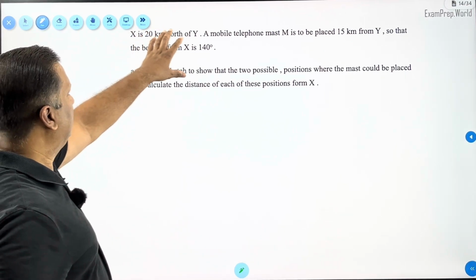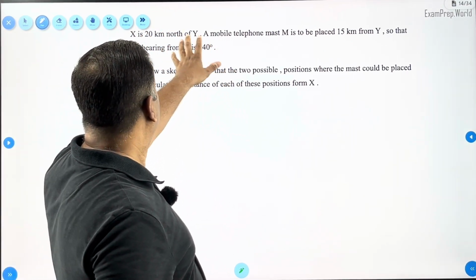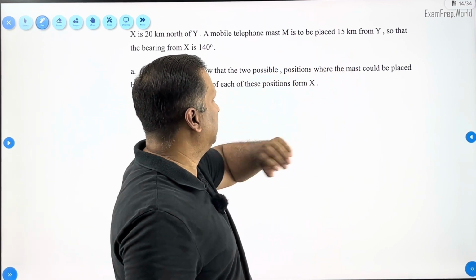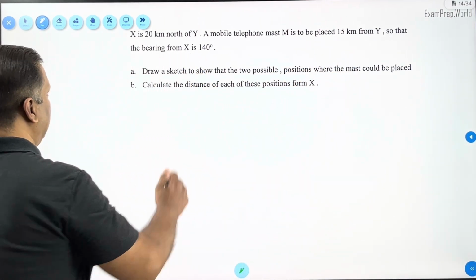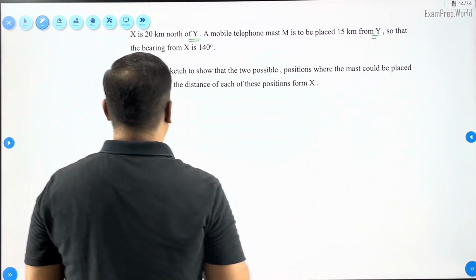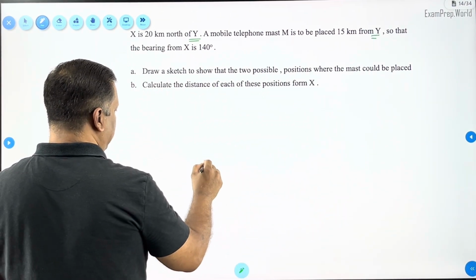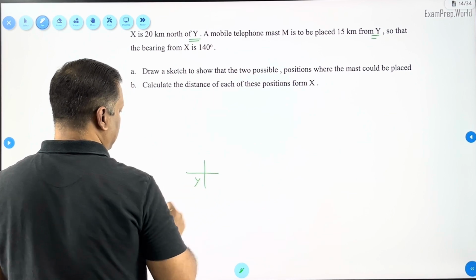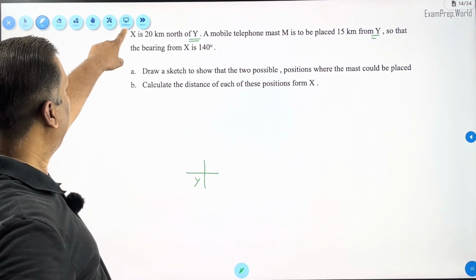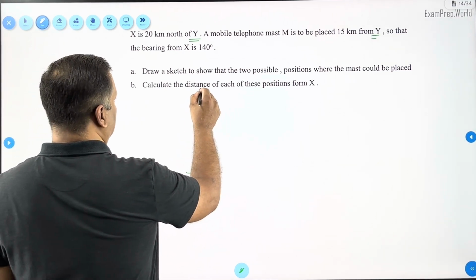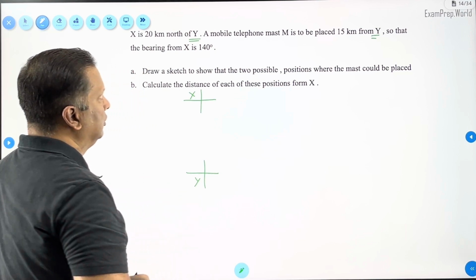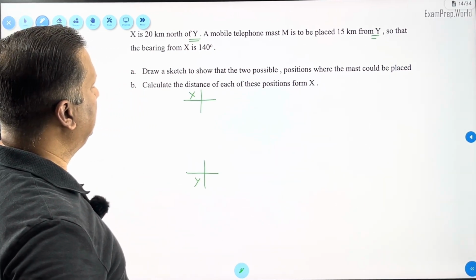Okay. X is 20 kilometers north of Y. A mobile telephone mast M is supposed to be placed 15 kilometers from Y. So basically Y is the point which we have to draw first. Our point Y is here, right? And X is 20 kilometers north of Y. So let X be here, right?